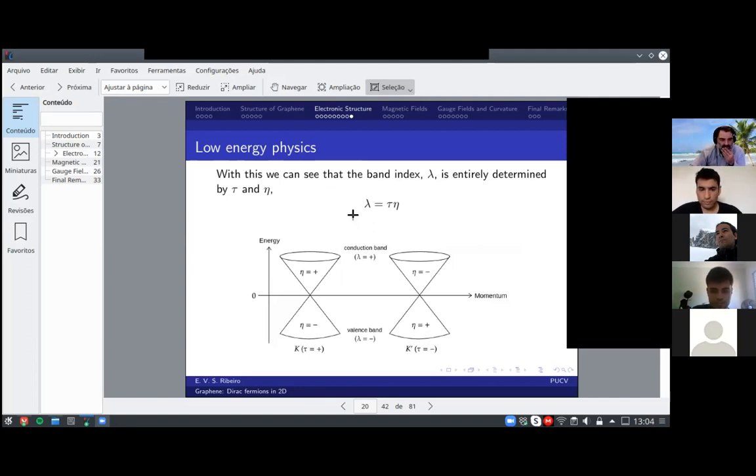You're welcome. Can I follow up on that question? Is it also related to the fact that K prime and K are related by time reversal or something like that? Because I believe that if you apply time reversal, you go from K to K prime. Yes, exactly. And then you can change sigma to minus sigma because it's like a magnetic field.